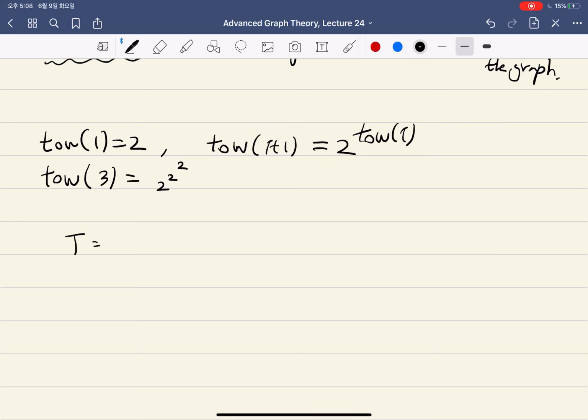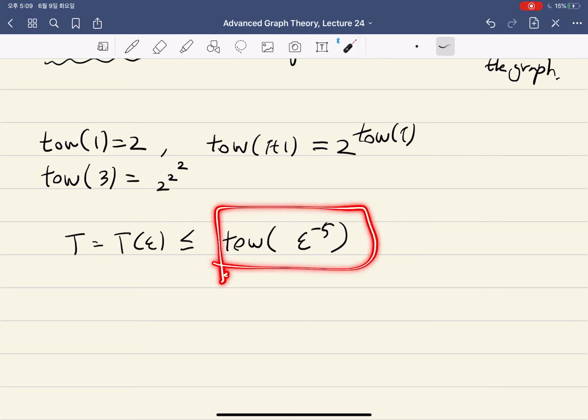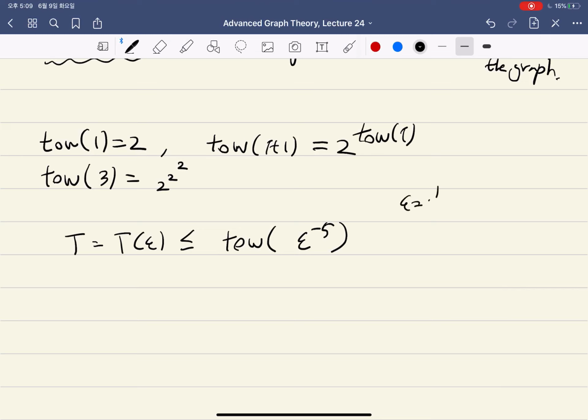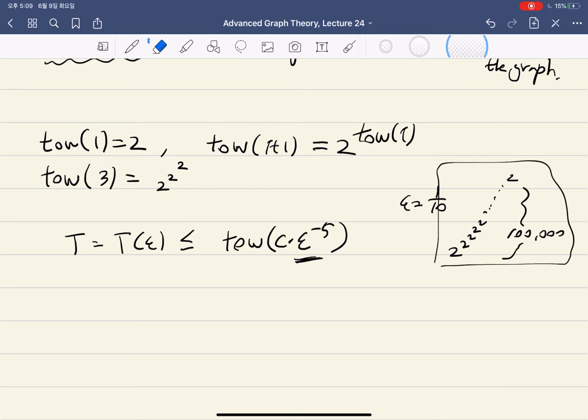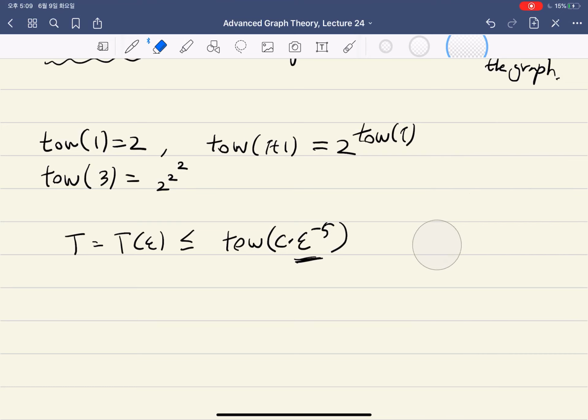And what we know is that this T can be taken as at most tower of epsilon to the negative 5, which is actually a huge number. If you have epsilon to be say 1 over 10, then what's this? Some constant times, so this is like 10 to the 5, 100,000. That means you take this 100,000 times. That's the number of sets in the partition, which is way bigger than the number of atoms in the universe. So which kind of makes this regularity lemma not so practical.